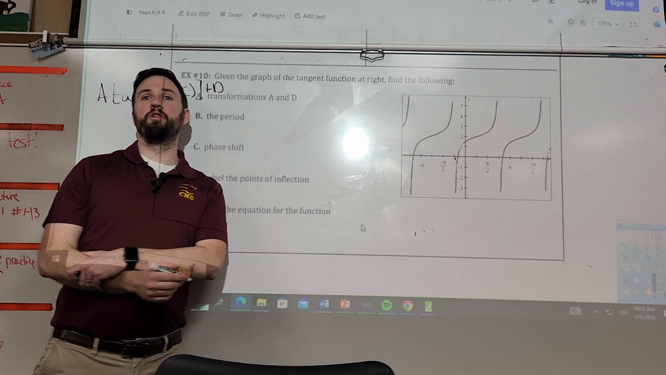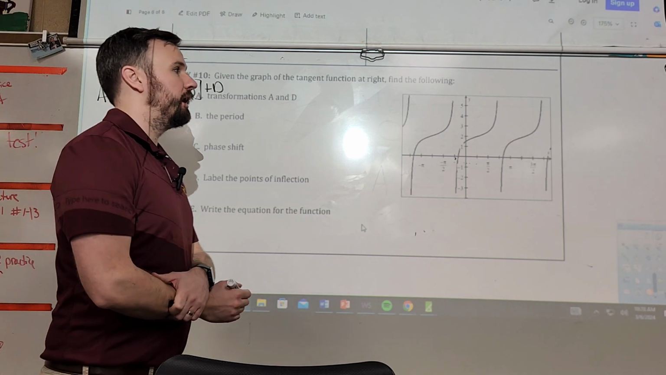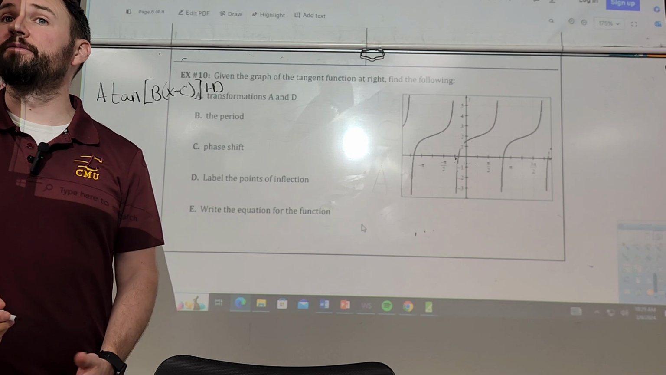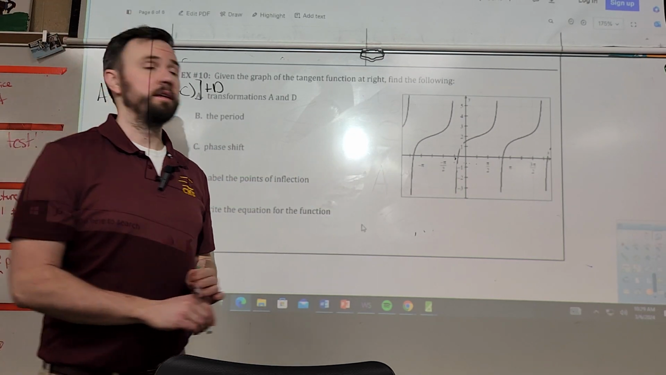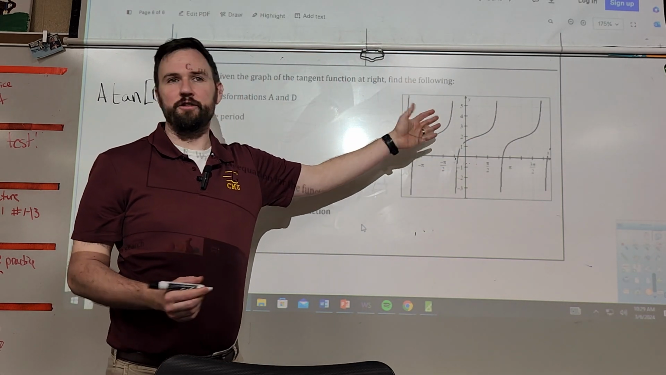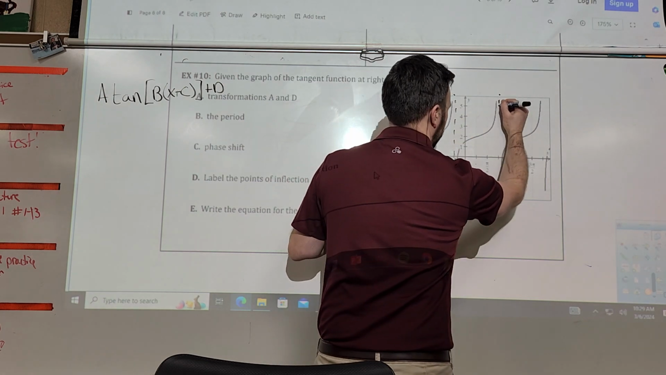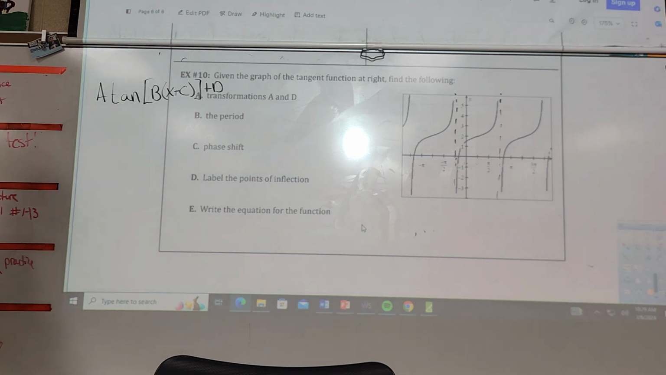What's the first thing I'm going to look for on tangent graphs? Zero, but zeros are goofy. Asymptotes. Is it easy to see asymptotes on the tan? Yeah. Now, if these weren't shifted, I would do that. But obviously they're shifted, right? So asymptotes are the easiest thing to see on this one.